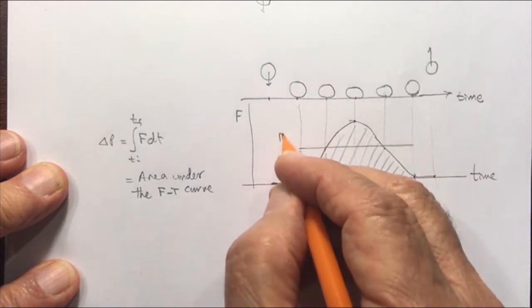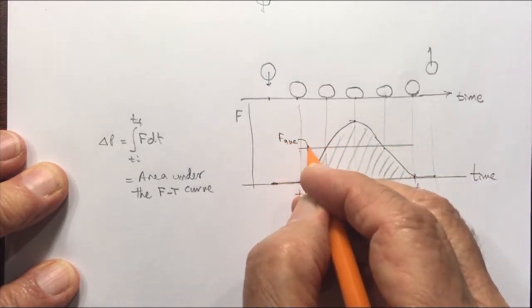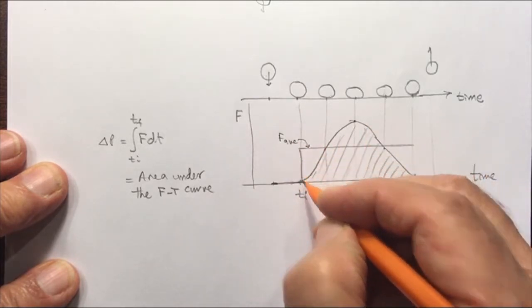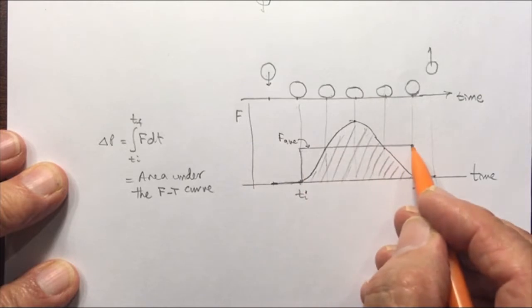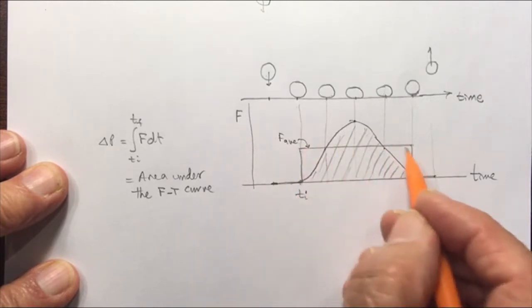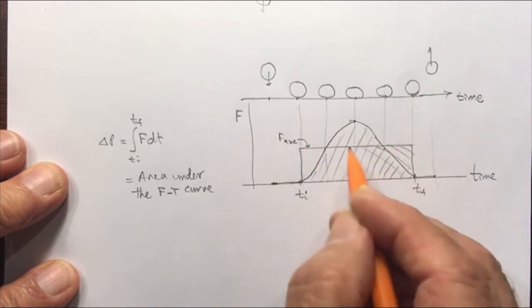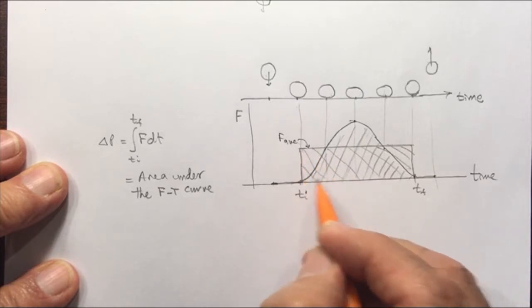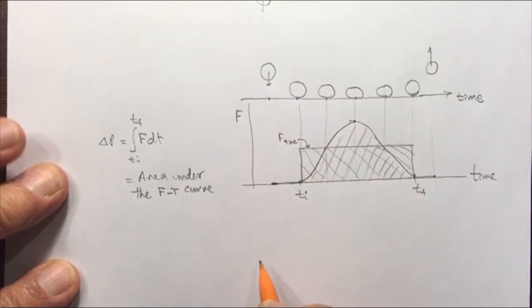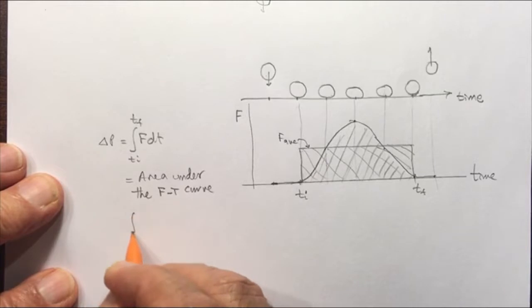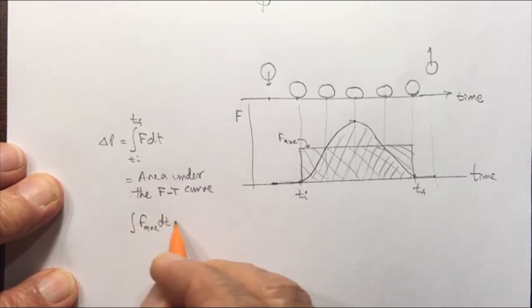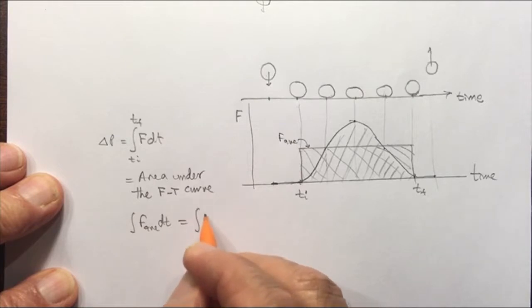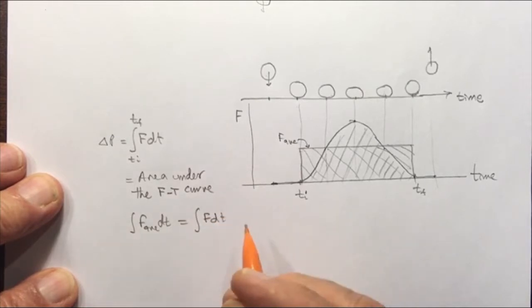we call that F average, and we would assume that the force remains constant for the entire duration at the average value in such a way that the area under this curve is the same as the area under the actual curve. So then the integral of F average dt is the same as the integral of the actual F dt, or in other words, the areas are the same.